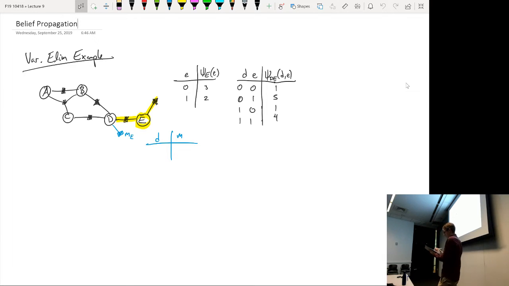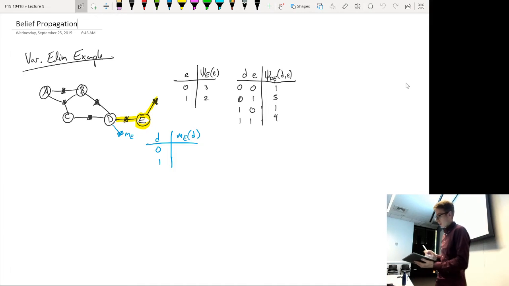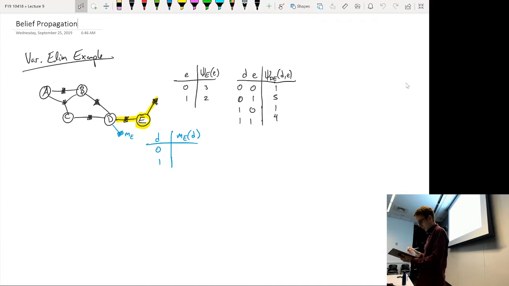And the question is, what are the values that we actually fill in our little factor table for this new factor that is replacing that yellow region when we eliminate it? What we need to ensure is that the yellow region and this new m_E factor are equivalent if we're marginalizing over E. So if we were to actually start filling this table in, I'm going to give myself a little more space here.